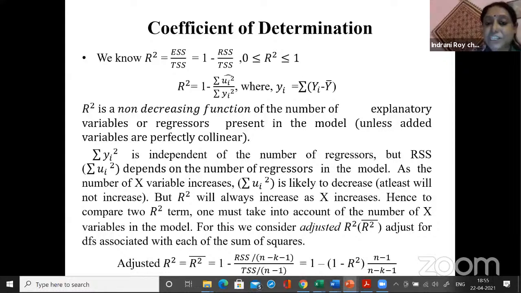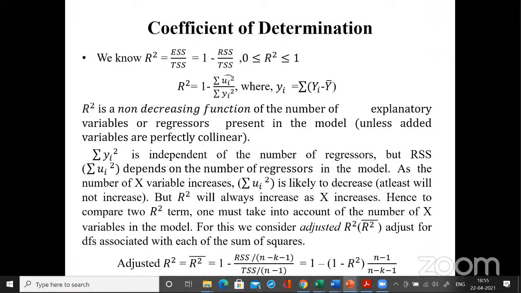So what is this adjusted R square? R square, you remember, is ESS by TSS, or you can also write 1 minus RSS by TSS. That is your R square. Now you see that this R square is something which is important. It talks about the overall goodness of the fit of the model. But if you increase the explanatory variables, your R square will always increase.